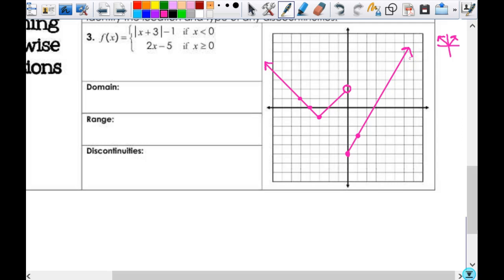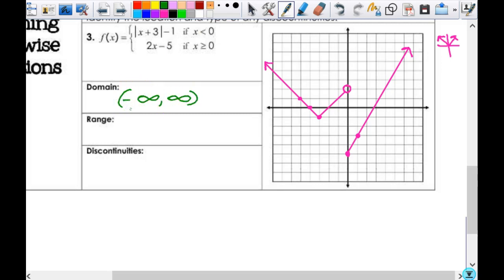All right, so then I have to find domain, range, continuity. So is my domain here all real numbers? Yes. Yes? Y'all agree with that? He was very adamant, yes. Okay. Negative infinity to infinity, good.